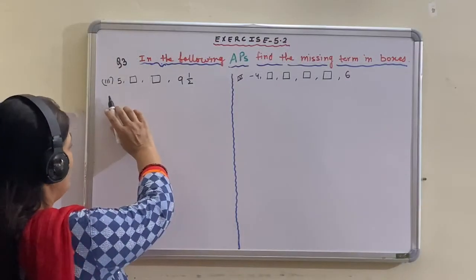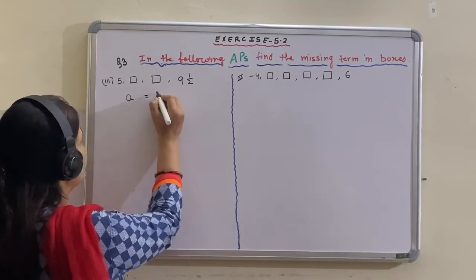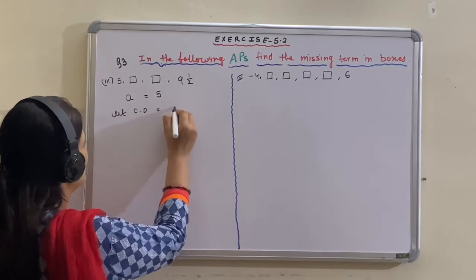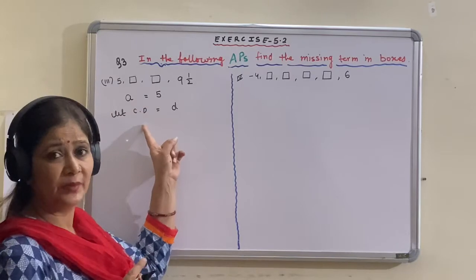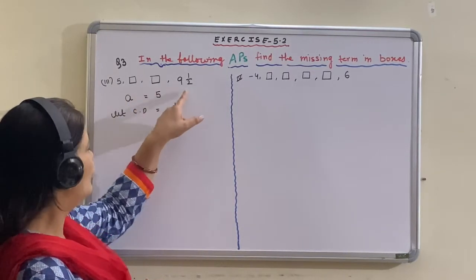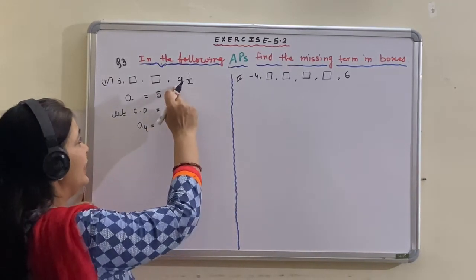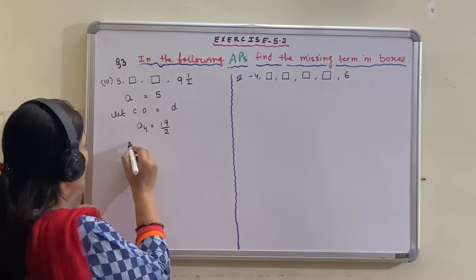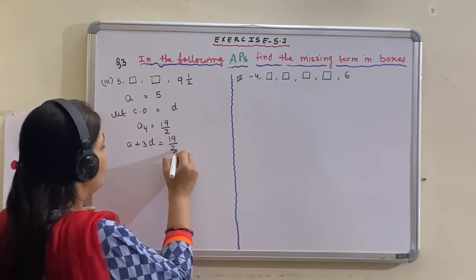Come to the third part. In third part, first term a is equal to 5 and let common difference be d. First term आपको क्या given है? a और common difference हमने क्या मान लिया? d. Now the same pattern. 1, 2, 3, 4. a4. What is a4? It is 9 plus 1, 19 over 2.